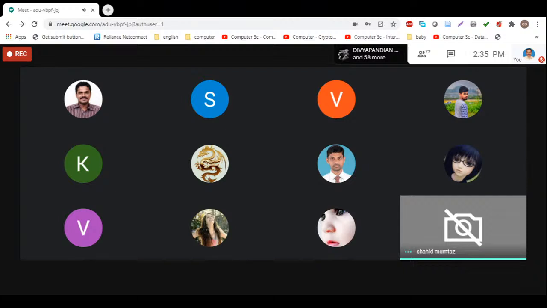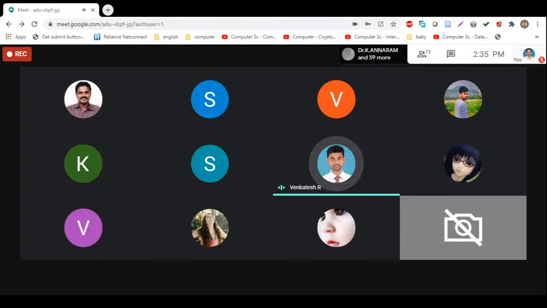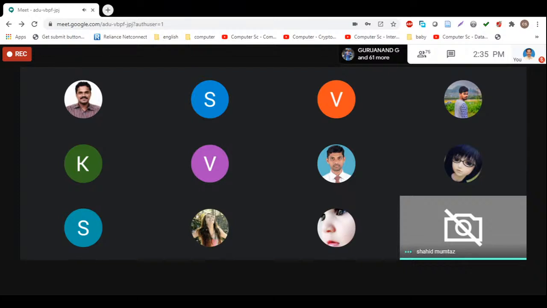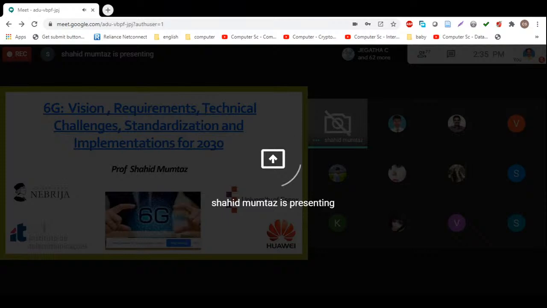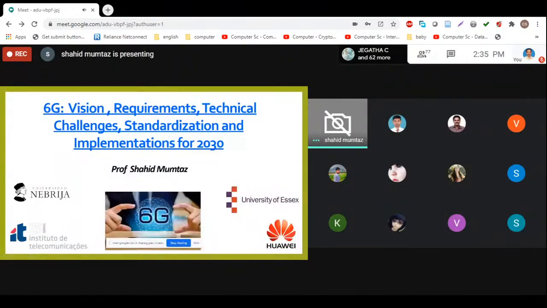So, how do I share the screen? In the bottom there is one instruction, sir, Present now. One icon is there, Present now, near the three dots, sir. Okay. So everyone can see my screen now. Sir, is it? Yes, sir. Okay, so I can start now.